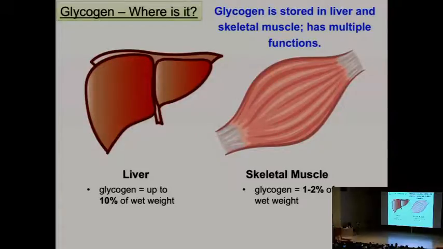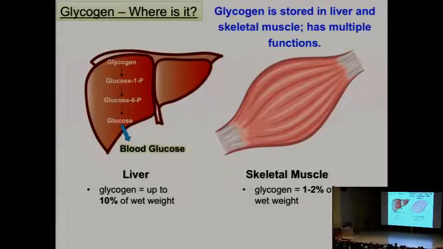It comprises about 10% of the wet weight of liver, which is a lot, and only about 1% to 2% of the wet weight of skeletal muscle. But if you think about how much muscle you have relative to liver in your body, you will realize that about 75% of your glycogen is actually stored in the muscle.